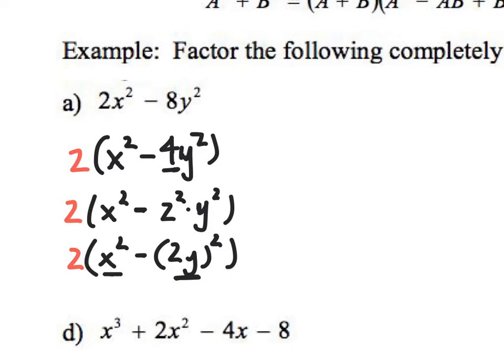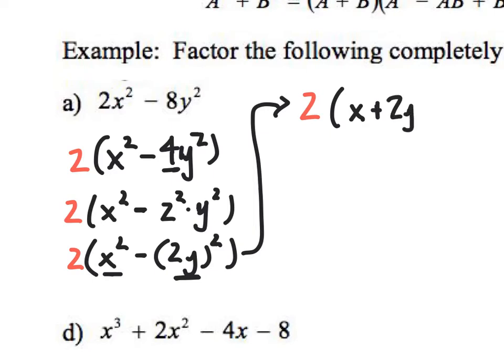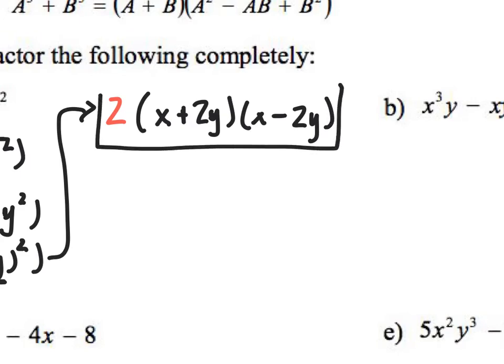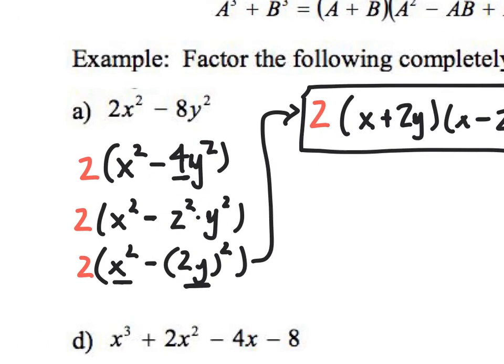So then the next step that I would do is I'm going to factor this. I've got my 2 out here, and then what this factors to is just going to be x plus 2y, and then x minus 2y. And that is completely factored. Now, if you're sitting there wondering how do I check, well, you can remultiply this. Multiply it out, and then just make sure that you get what you started with, and that's how you check your answer.